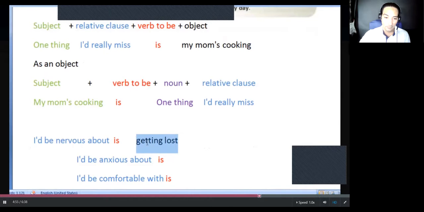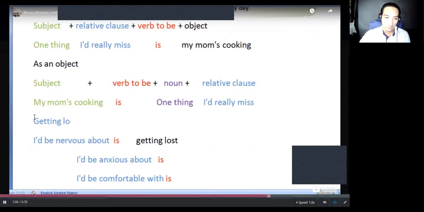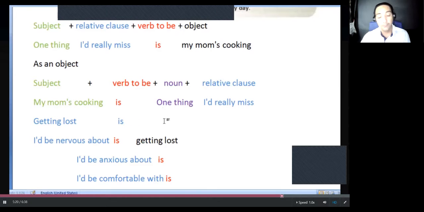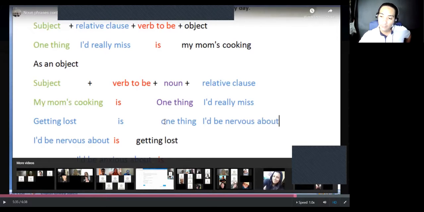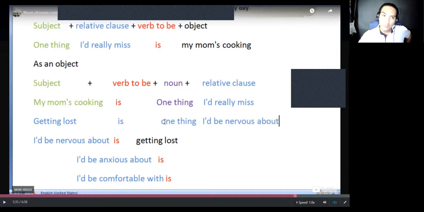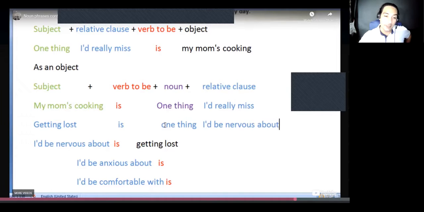So what we're going to do is change this activity, getting lost, which in our previous sentence was the object of our sentence, and we're going to change it to the subject. So for example, we'll say getting lost, all right? That becomes the subject of our sentence, okay? That follows the verb to be, is, and then that will follow the noun phrase, all right? So we're going to say is one thing, okay? And then that follows the relative clause. I'll be nervous about. Okay, so I believe this is easy, right?